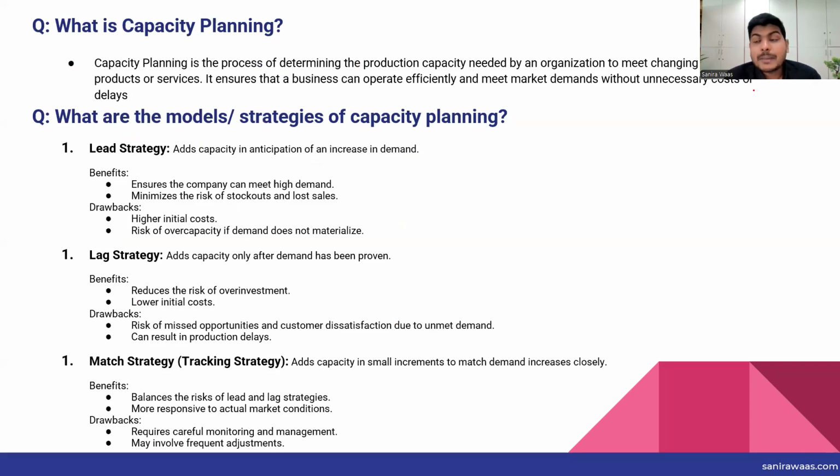Next one is capacity planning. Demand has been forecast, but even so, if you don't plan your capacity for production, you're going to be in trouble. What is capacity? It is your production capacity. You try your best to manage or plan your capacity so that you can operate efficiently while meeting the market demands. That is capacity planning.